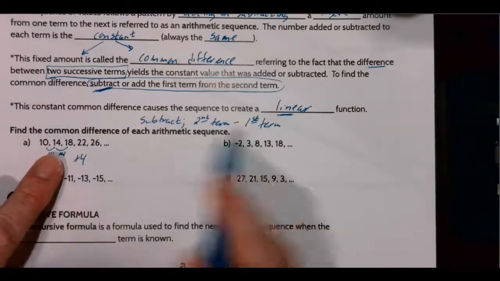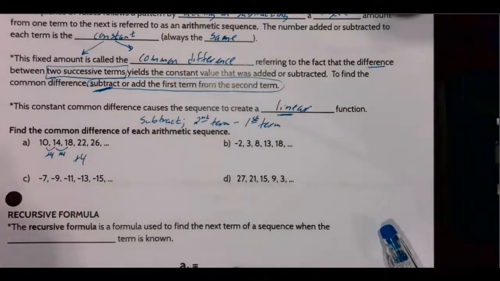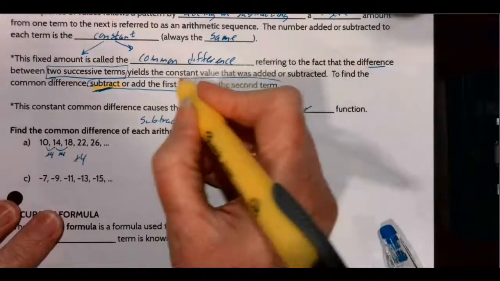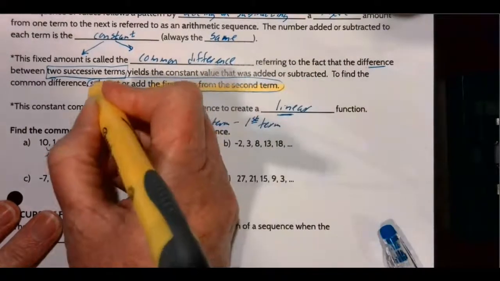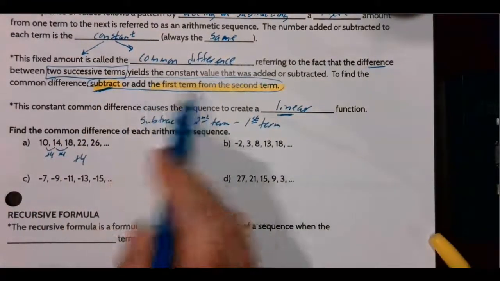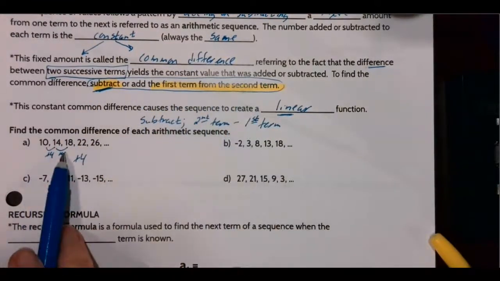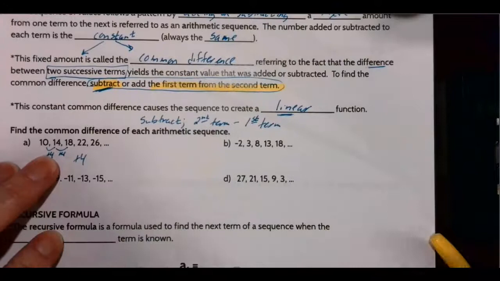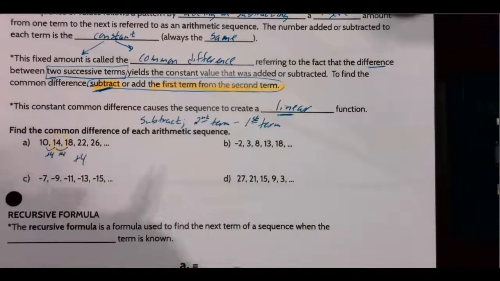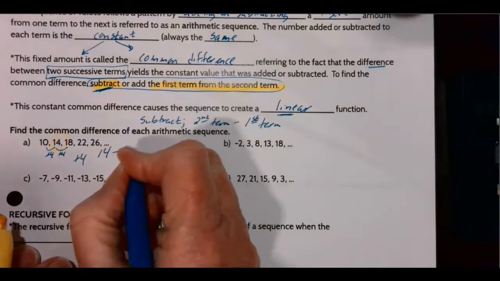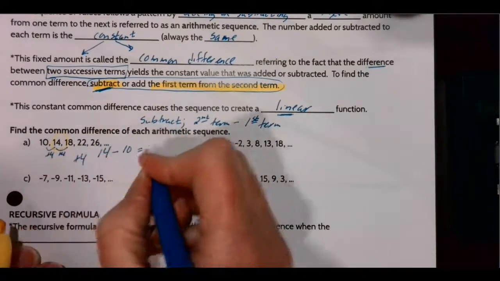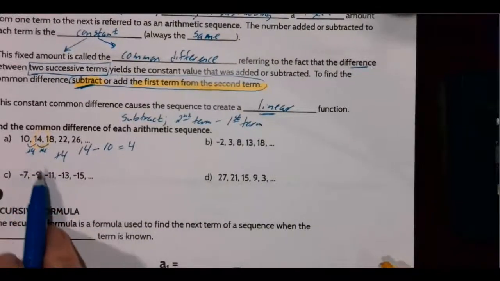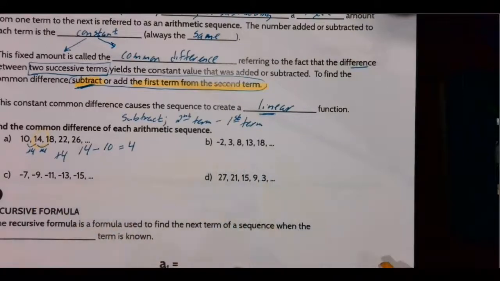So let me show you what I'm talking about here. If I take the second, and this is the part that I want to highlight, subtract the first term from the second term, subtract. So this is what it means that I can add from the first to the second. But you'll see in some of those other ones it might be a little more difficult. So if I take the second term, which is 14, I take 14 minus the first term, which is 10, I get 4. So that means I'm going to add 4 every time. And this one's really obvious. Why would you go through all this work? But some of these other ones, it might be helpful.